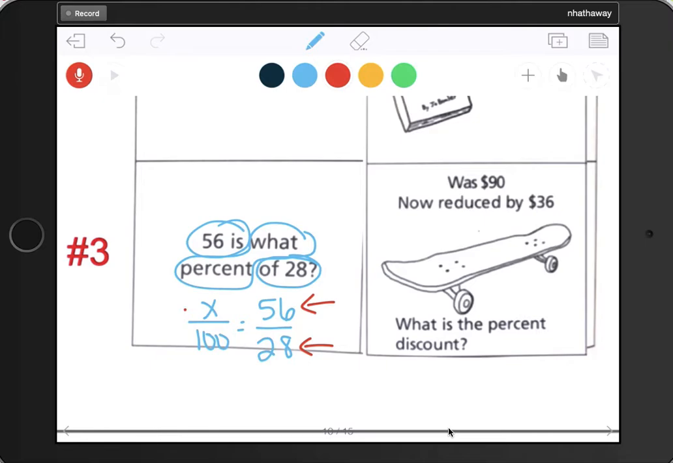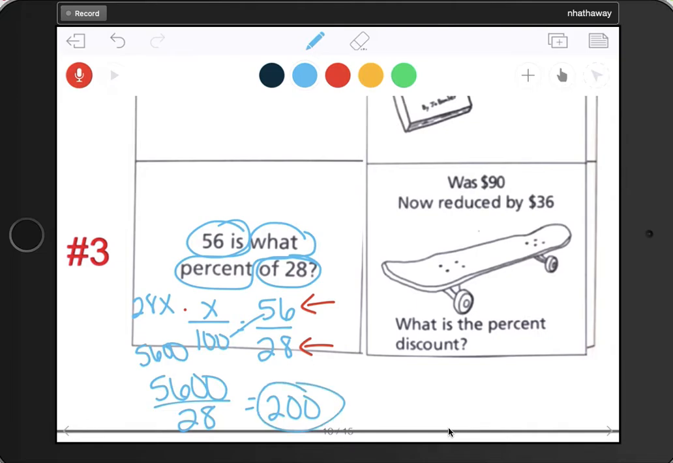So let's do the math here. 100 times 56 is 5,600. And then you have 28x. So I'm going to do 5,600 divided by 28. And I'm going to get 200. And think about it. 28 times 2 gives me 56. So 56 is 200% of 28. 28 is our original. That's our 100.